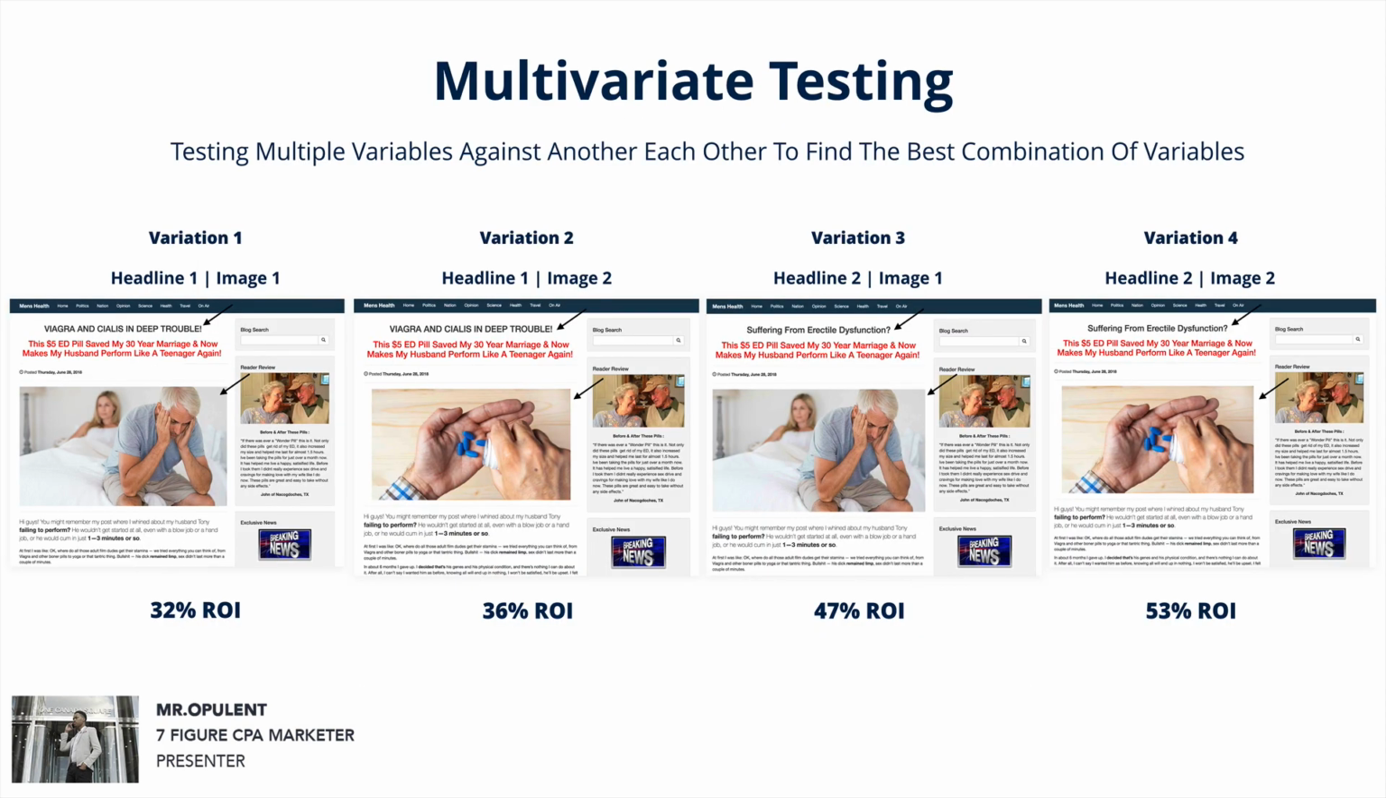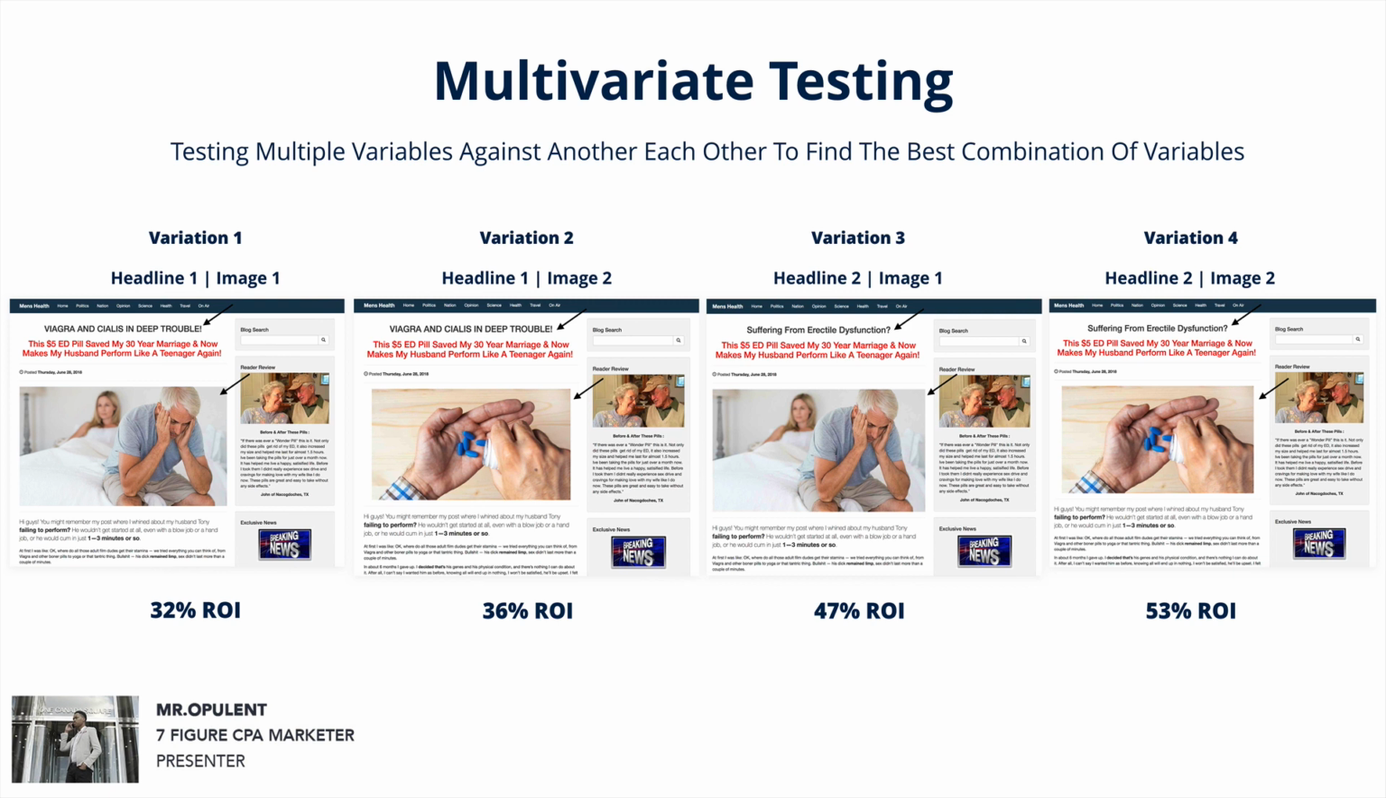Okay. Now with multivariate testing, you're testing multiple combinations of elements against each other. So for example, in variation one, we have the headline "Viagra and Cialis in deep trouble," and we have the image of the man on the bed, okay? Variation two has the exact same headline, but a different image. So headline one, image two is variation two. Same headline, different image.